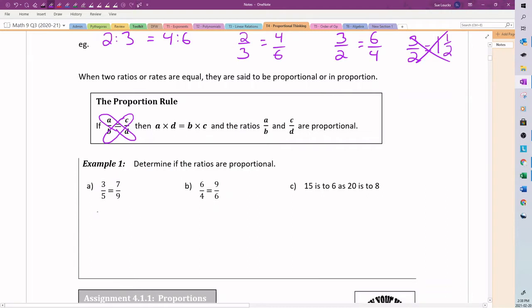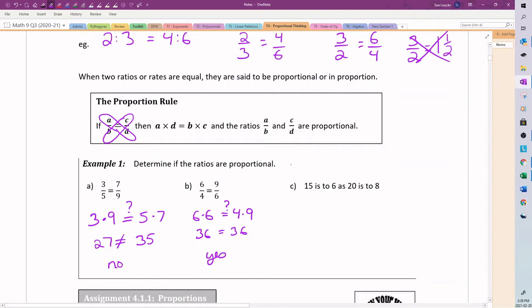So for this one, I'm going to say, does 3 times 9 equal 5 times 7? Well, 3 times 9 is 27, and 5 times 7 is 35. Those definitely are not the same, so no, these are not proportional ratios. This is not a proportion. All right, this one, 6 times 6, does that equal 4 times 9? So that's 36, and that's 36, so yes, these are proportional.